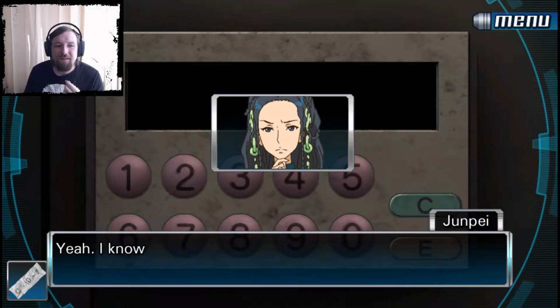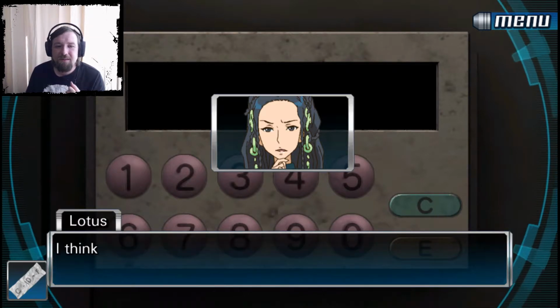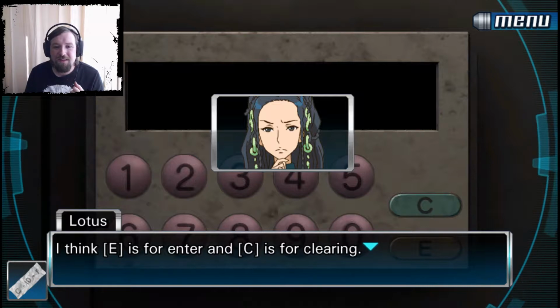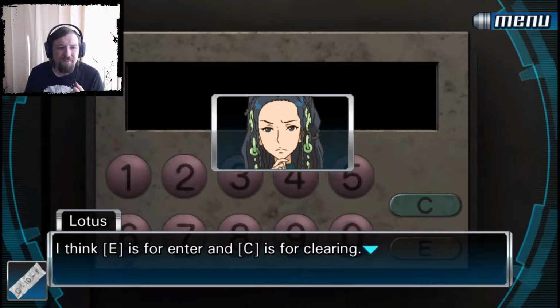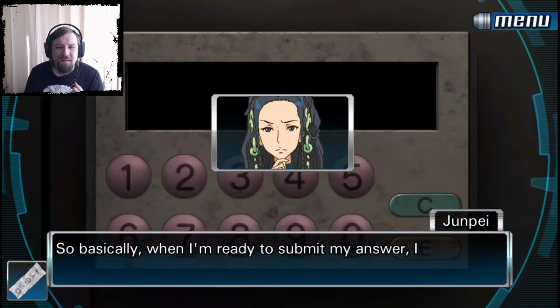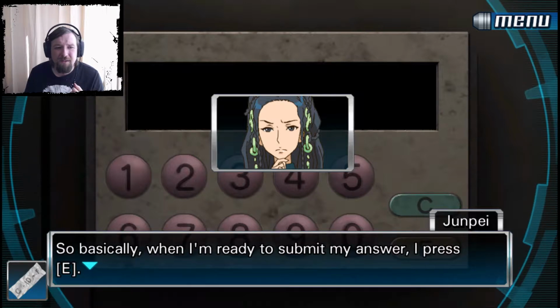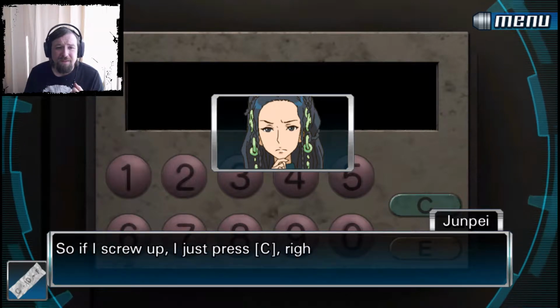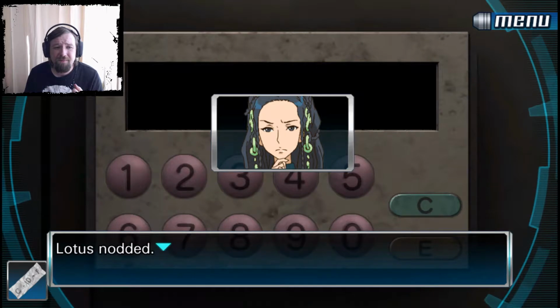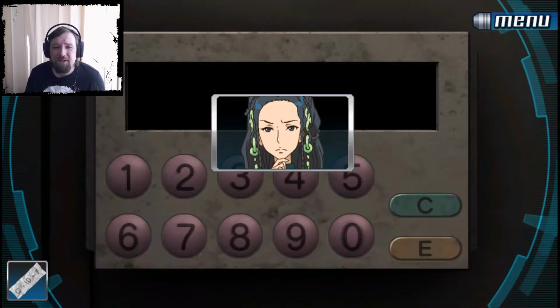Maybe the note you found earlier. Yeah, no. You know how to enter those numbers? I think E is for enter and C is for clear. So basically when I'm ready to submit my answer, I press E. So if I screw up, I just press C, right? Alright, let's give it a shot.